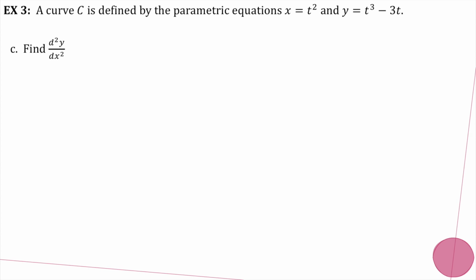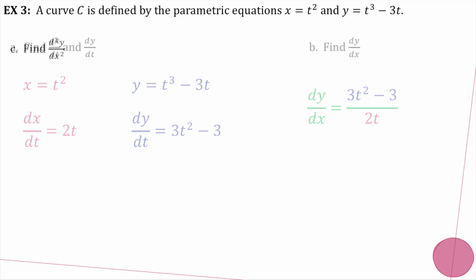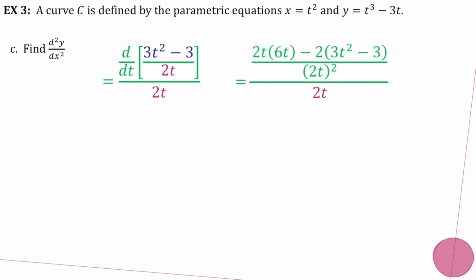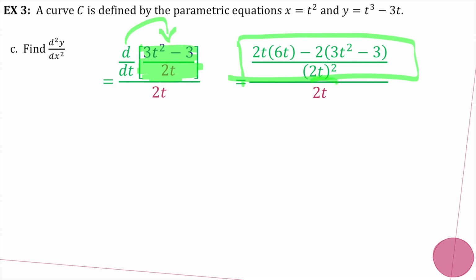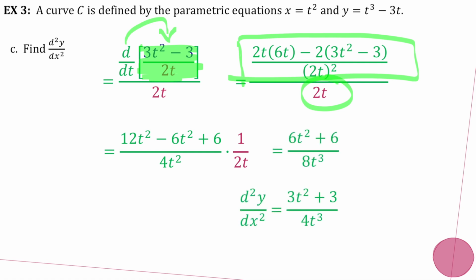Part C says, find the second derivative. Okay, well, let's go back here. We're going to take our first derivative and take the derivative of it. Okay, so we'll have to use the quotient rule for that. So here, up here, that's our first derivative. And we'll take the derivative of it using the quotient rule. And then put that just over dx/dt again. So if you want to clean that up a little bit, we can do that. And we have a second derivative of 3t squared plus 3 over 4t cubed.